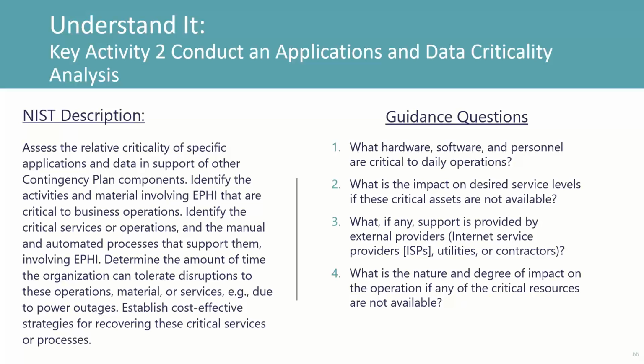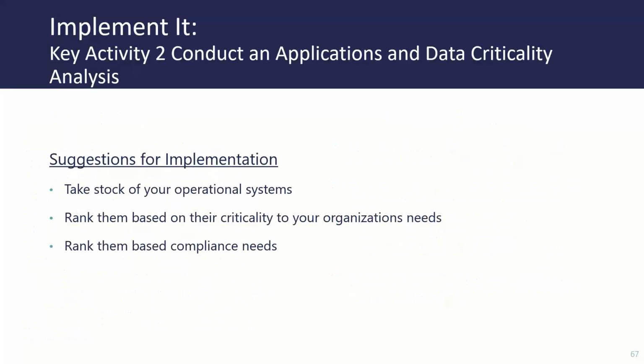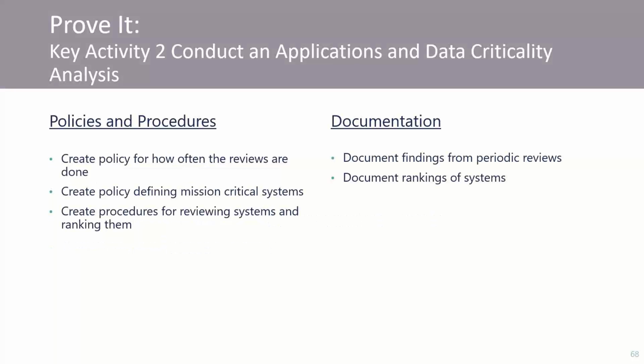So again, what hardware, software, and personnel are critical to your daily operations? What is the impact or desired outcome? What support is provided by external providers, i.e., the organization that we deal with, and what is the nature and degree of the impact on the operations? So you always have to determine what's first, what's second, what's third, and what's fourth. Take stock of your operational systems, rank them based on their criticality, and rank them on their compliance needs.